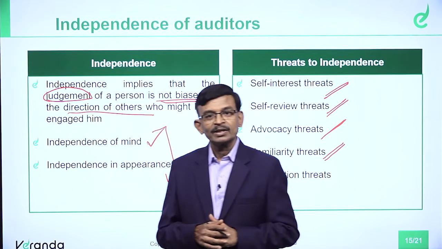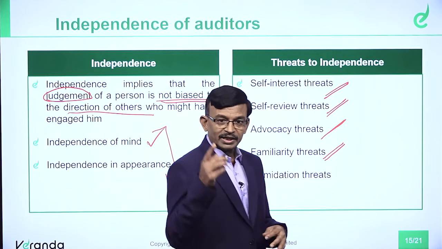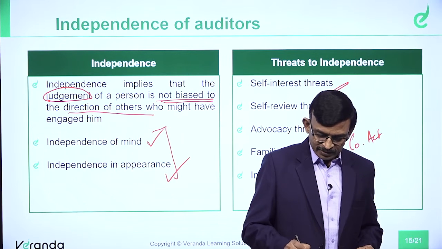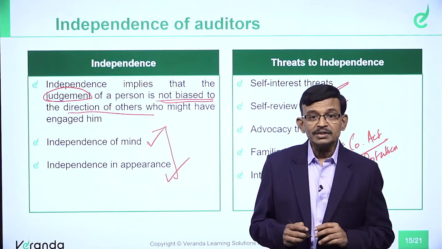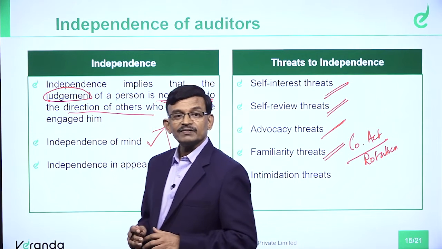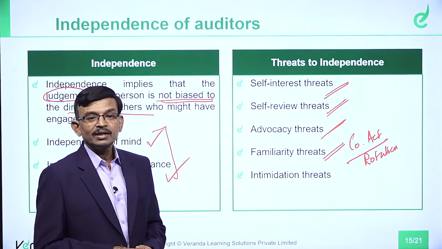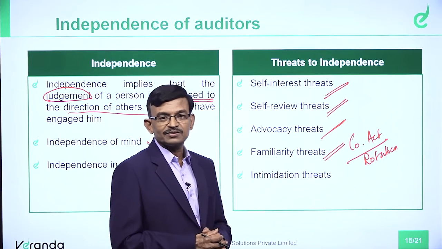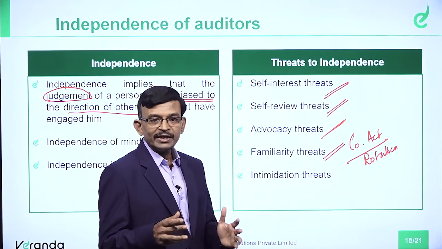Familiarity threat. In fact, in the Companies Act there is a concept called rotation of auditors. Why is rotation of auditors required? After every 5 years an audit firm has to be changed if it is a proprietary firm. If it is a partnership firm, after 2 terms of 5 years it should be changed for certain types of companies, especially listed companies. Why?